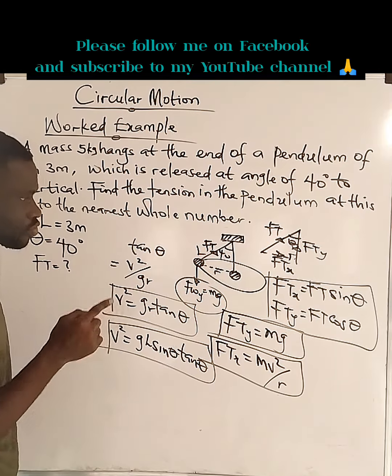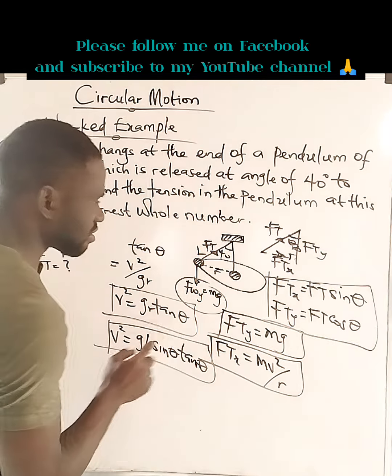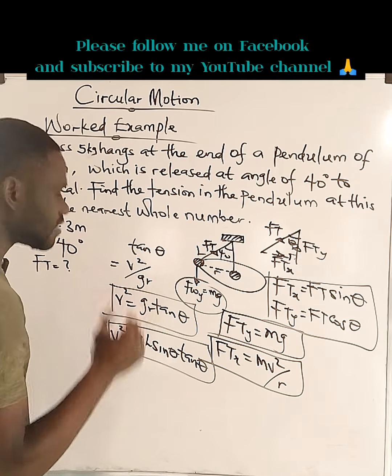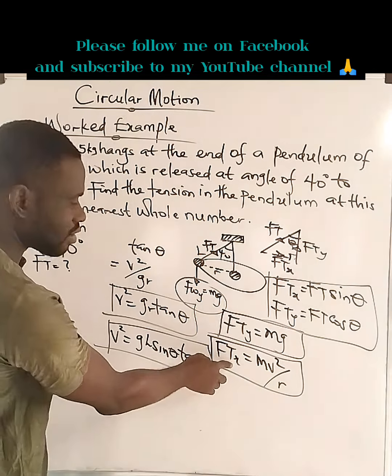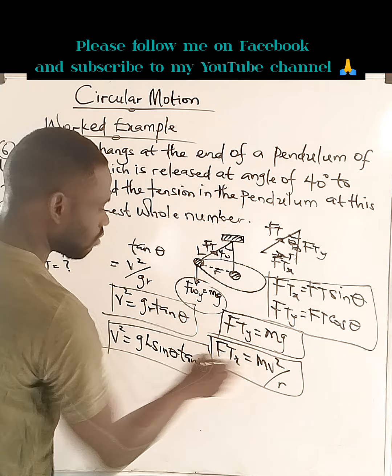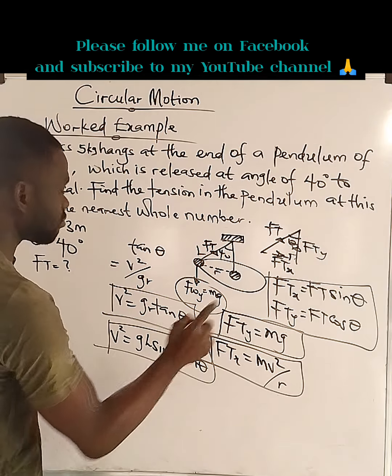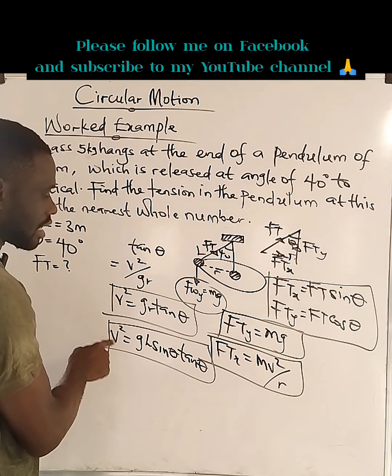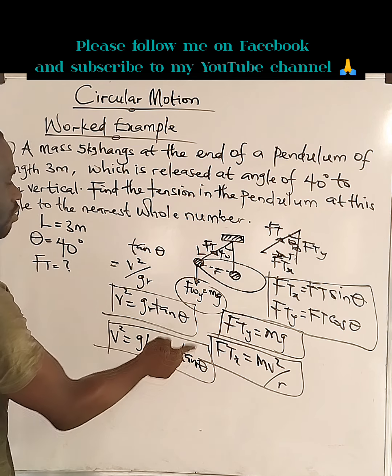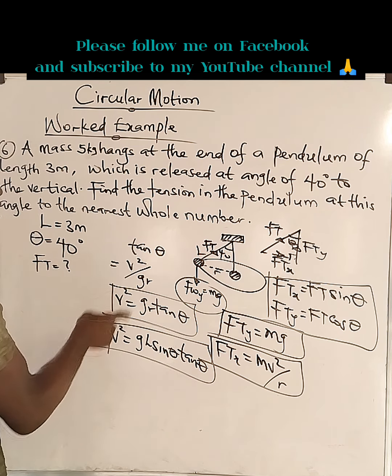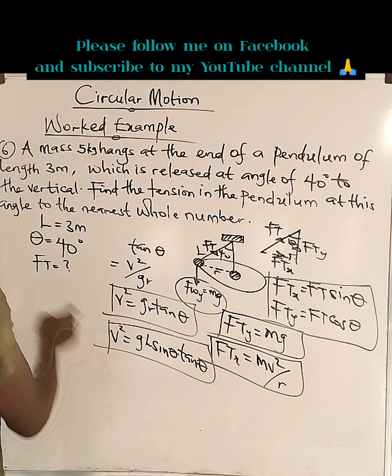So if we choose to use the force of tension along the x-axis, we could do it in 2 ways. If you choose to use the force of tension along the x-axis, that means we're going to use this force of tension, which is mv squared over radius. Now, first of all, it means we have to get the velocity. Now, how do we get the velocity? There's a velocity here. V squared equals g L sine theta tan theta, or v squared equals g r tan theta. Now, we are not given the radius.